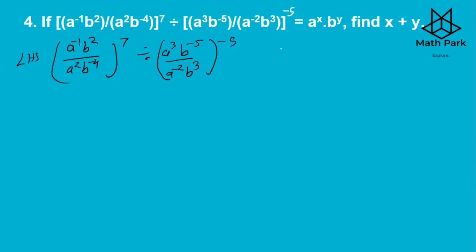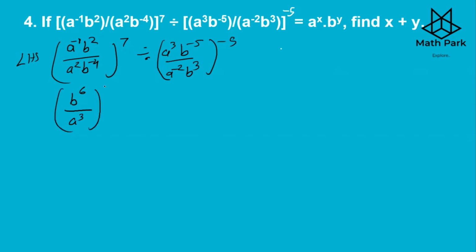So what we do here, wherever the powers are negative, we take them down. So a raised to minus 1 is going to come down. B raised to minus 4 goes up, it becomes b raised to 4. So b raised to 2 into b raised to 4, you get b raised to 6. A raised to minus 1 comes down, so it is 2 plus 1. So this becomes a cube.